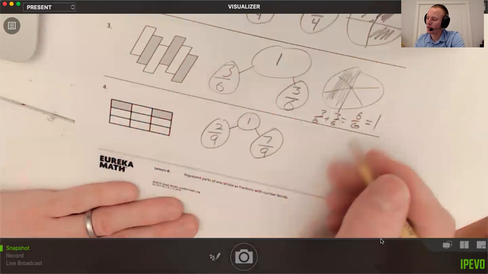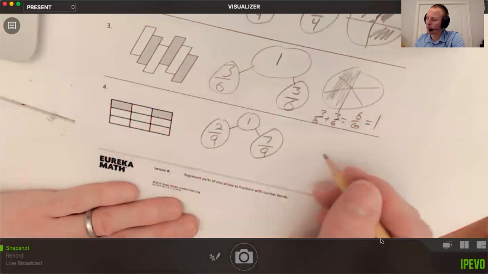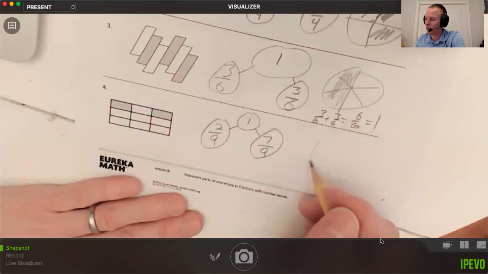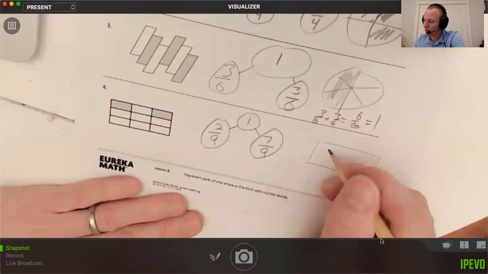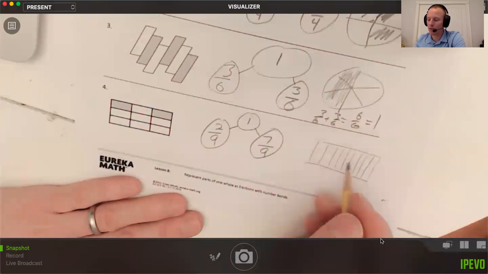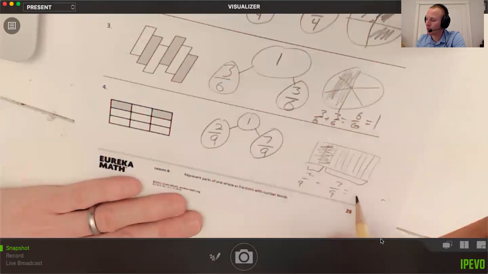And I'm going to spare myself trying to draw ninths in a circle, and I'm going to draw them like this. 1, 2, 3, 4, 5, 6, 7, 8. Draw 8 lines, get 9 spots. I'm going to shade in 2 of them. I have 2 ninths that are shaded. I have 7 ninths that are not. 2 ninths plus 7 ninths equals 9 ninths. And 9 ninths is that whole shape.